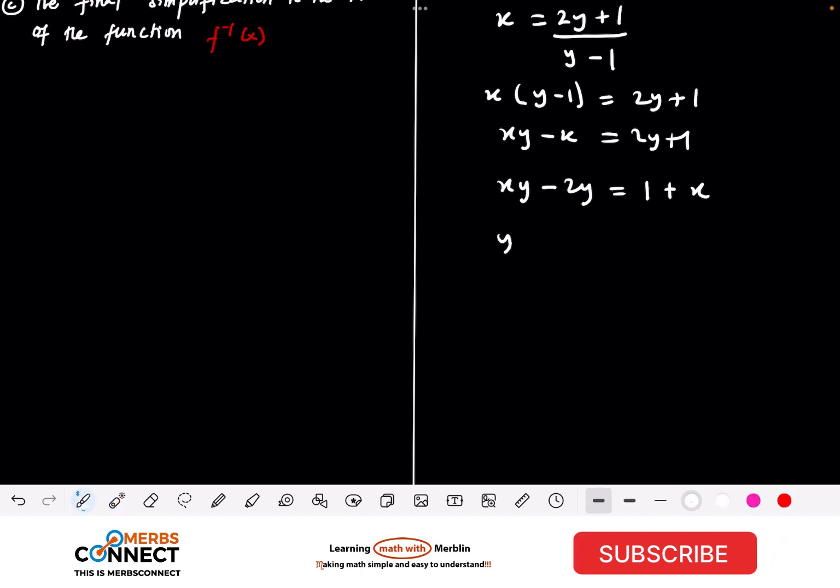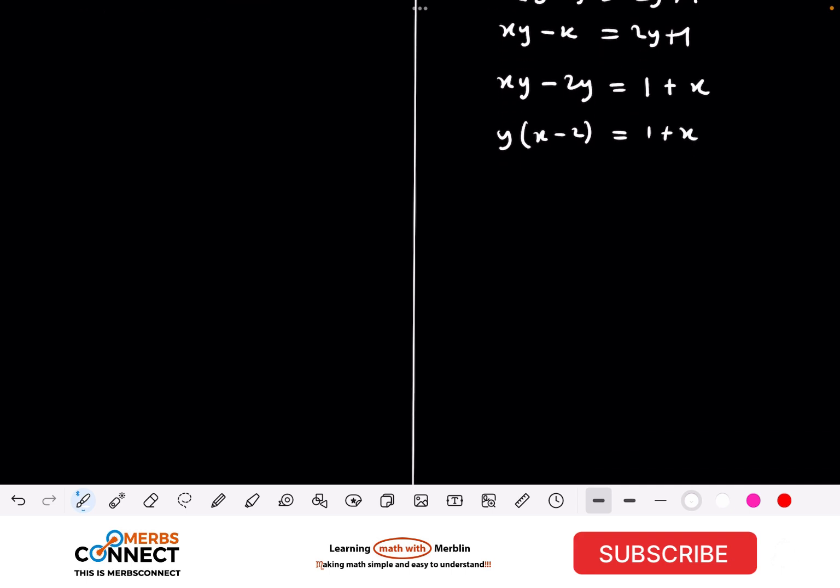Then let's factor y out, which is going to give us x minus 2, because when I factor y out, the idea is like you want to divide this one by y, divide this one by y. So this one will cancel, this will cancel, and it will be left with what is in the bracket here. So you are going to have 1 plus x, right?